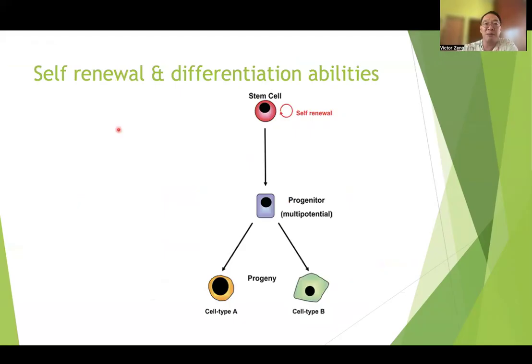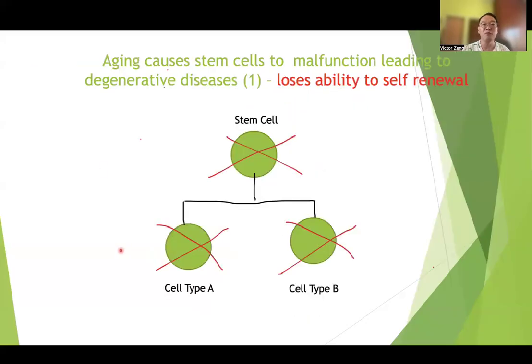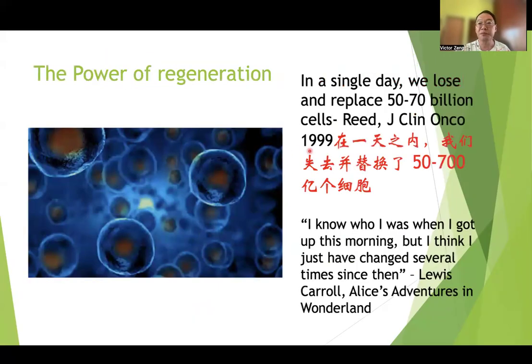So, what is a stem cell? It must have the ability for self-renewal: it can divide to make another stem cell. Or it can differentiate into a different type of cell, an adult cell. For example, a heart stem cell becomes an adult heart cell. Aging causes stem cells to lose their function, leading to degenerative disease. Your regenerative power is diminished. This is the power of regeneration.